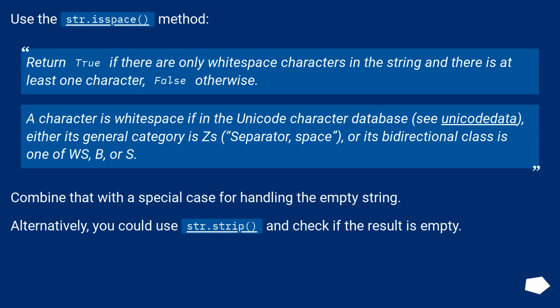Use the str.isspace method. Return true if there are only whitespace characters in the string and there is at least one character, false otherwise. A character is whitespace if in the Unicode character database, see unicodedata, either its general category is Zs, separator, space, or its bidirectional class is one of WS, B, or S. Combine that with a special case for handling the empty string. Alternatively, you could use str.strip and check if the result is empty.